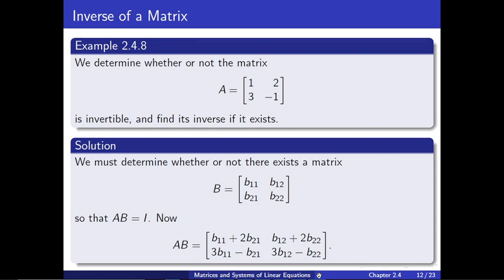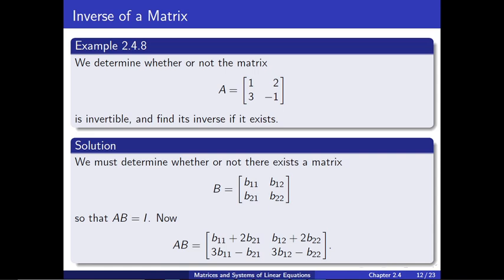Continue with section 2.4, where we want to be able to find an algorithm to get an inverse of a matrix if it exists. Right. So we're going to look at example 2.4.8, which will give us some ideas that we will then generalize to any n by n matrix.